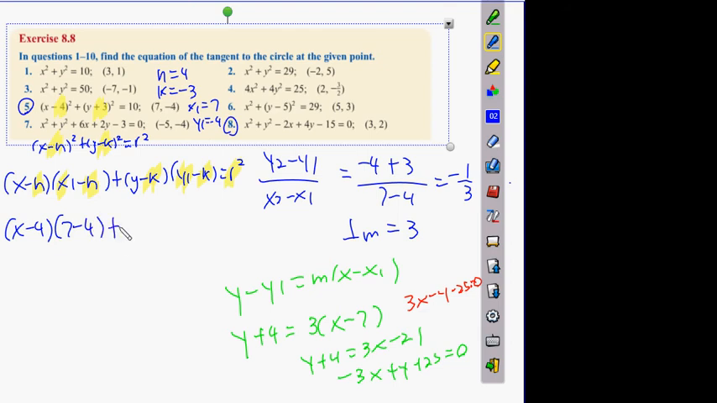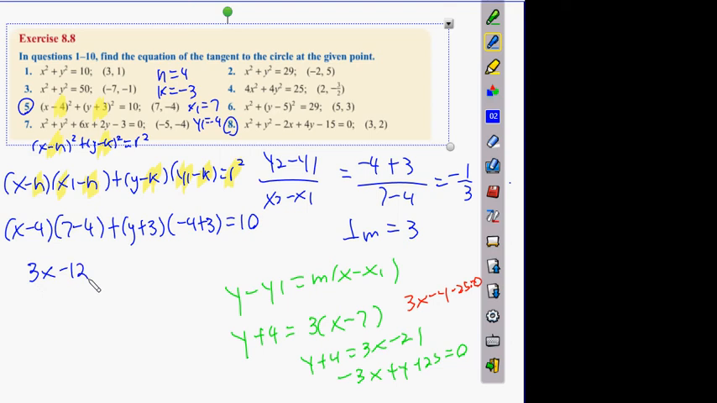Then we're going to have y minus k, which is y plus 3, bracket, y1 minus k, which is going to be minus 4 plus 3, equals r squared, which is 10. 3 times x minus 4?